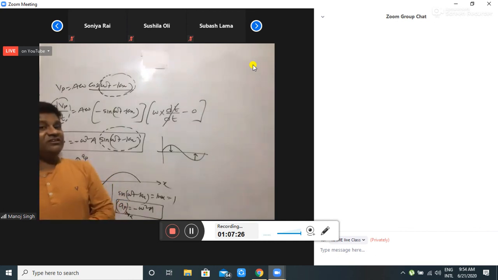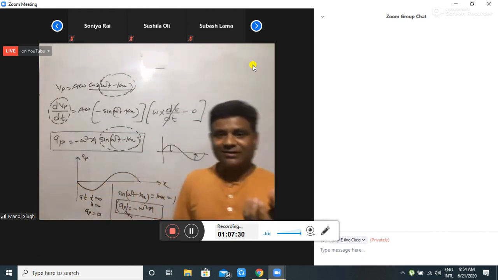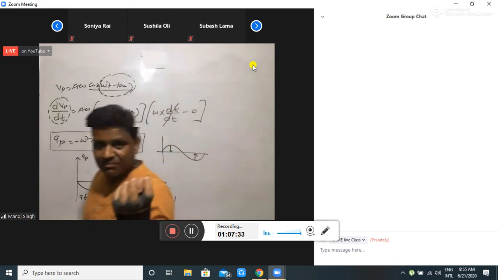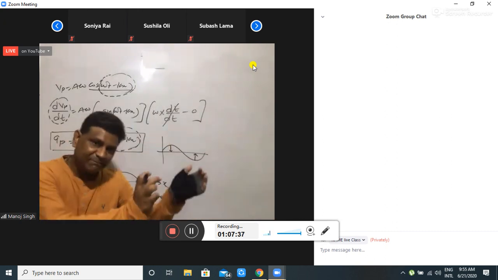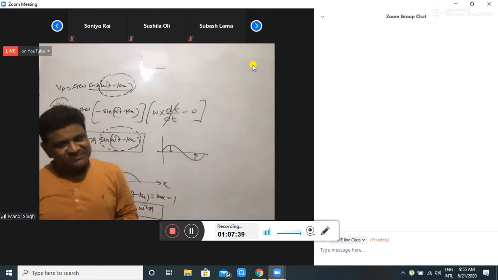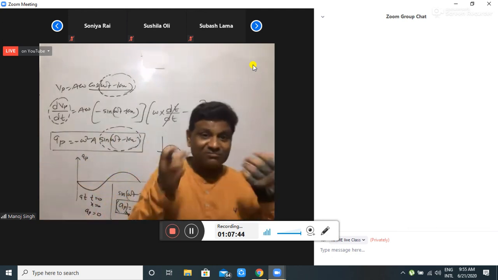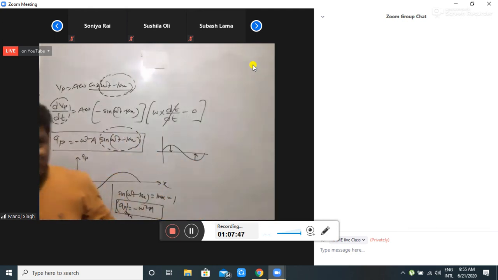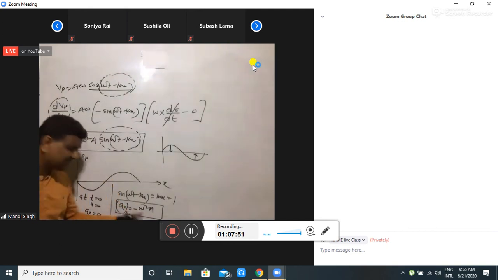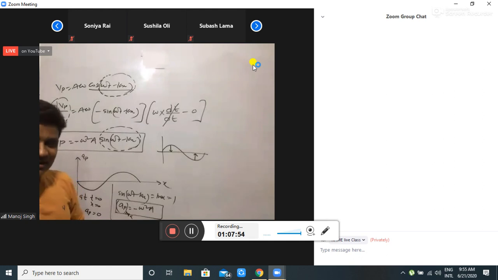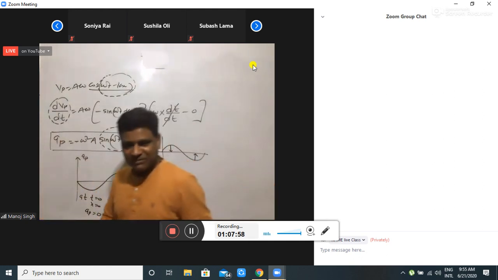So three important things we have completed in today's lecture. Maximum displacement of the particle of medium is known as displacement amplitude. The maximum velocity of the particle of medium is known as velocity amplitude. And maximum acceleration of the particle of medium is known as acceleration amplitude.